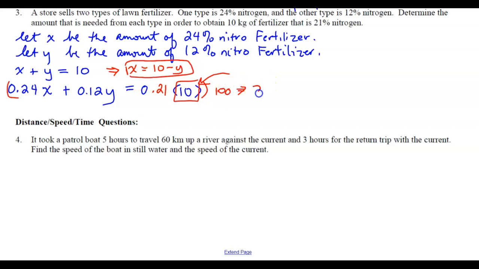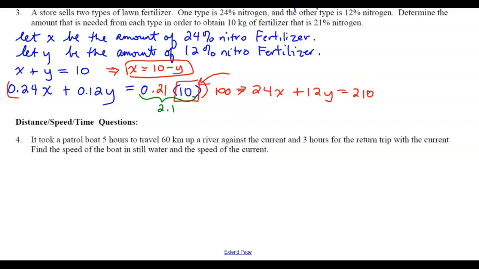And so I'll get 24x plus 12y equals. Now, take a look. I didn't multiply this through, but that is 2.1. I'll do it in green here. So this is 2.1 times 100. Moves the decimal 2 to the right. So that's 210.